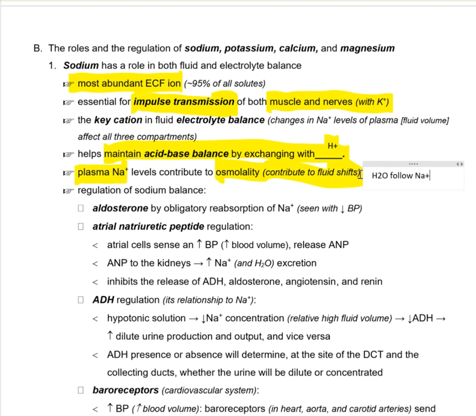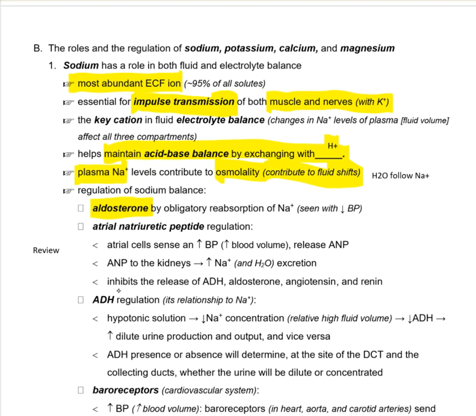Now, this is mostly review here. So I'm going to just write review. This is review from Bio 232. So we have aldosterone, and it obligatory reabsorbs sodium. So you might remember what that is. If not, you should go back and review.